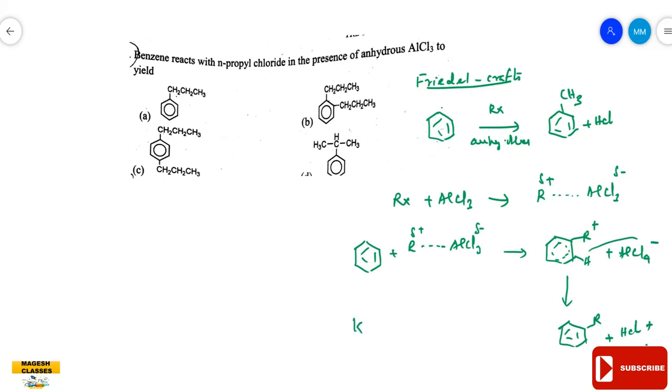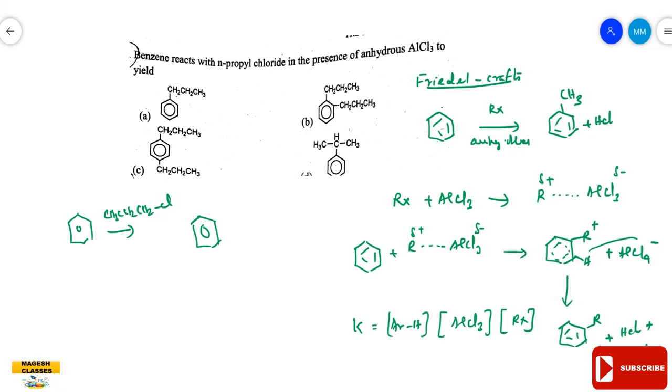The rate of the reaction, k, is equal to the concentration of benzene times the concentration of the Lewis acid times the concentration of alkyl halide. The order is 3. In the case of benzene with normal propyl chloride, CH3CH2CH2Cl, the expected product is CH2CH2CH3 attached to the ring. In this case, the intermediate formed is CH3CH2CH2+, which is the primary carbocation.